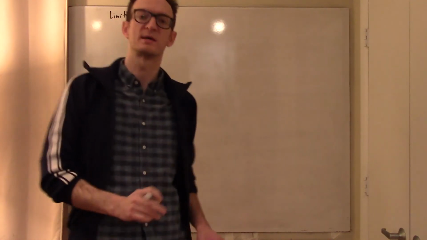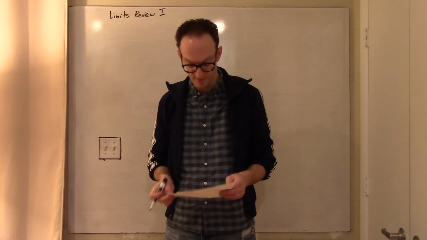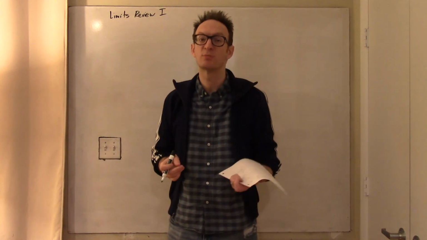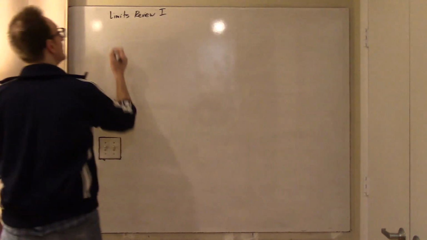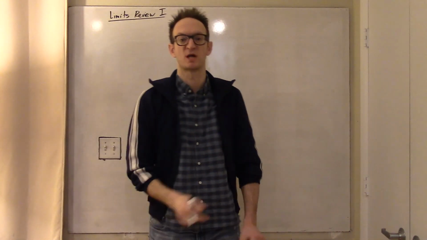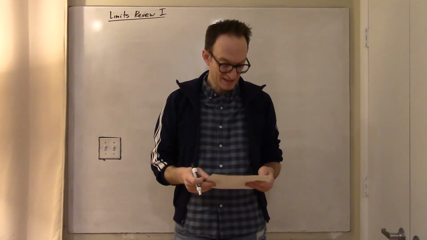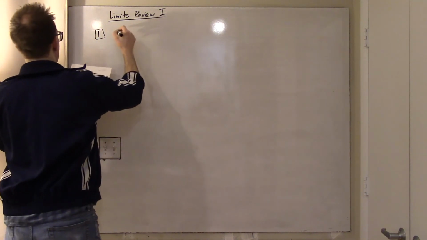Okay, hello Analysis 1A. We're going to go over Limits Review 1, which is just a bunch of problems. 17 problems, most of them were actually pretty easy. So we're reviewing what the right answers are, how to do the problems, how to think about them, how much kind of work to show.